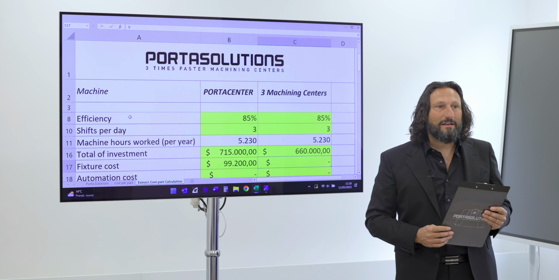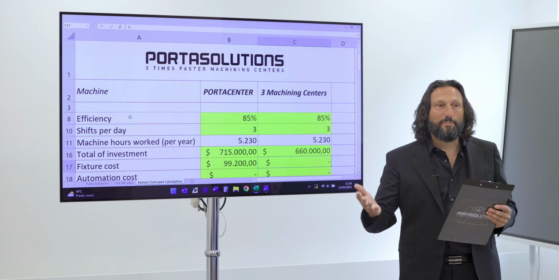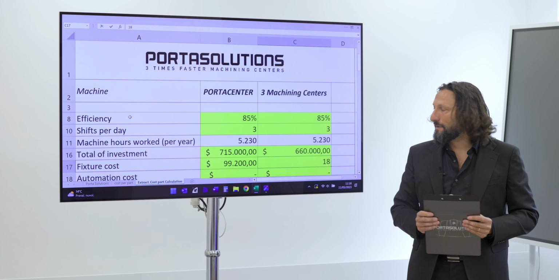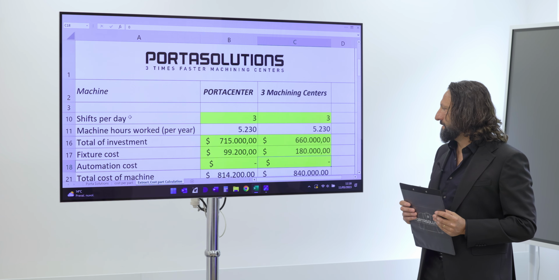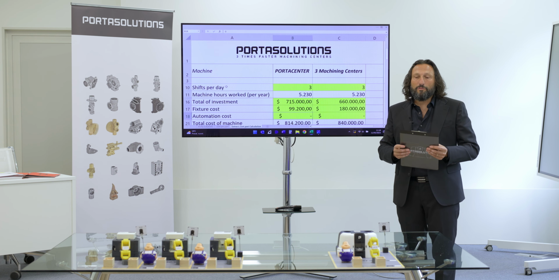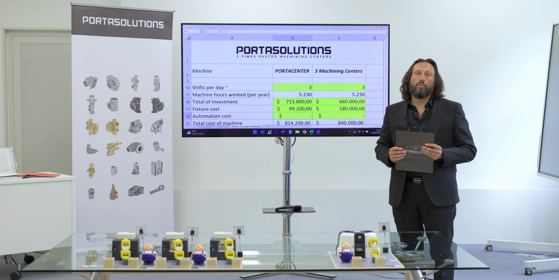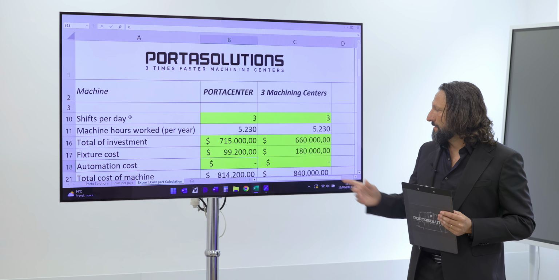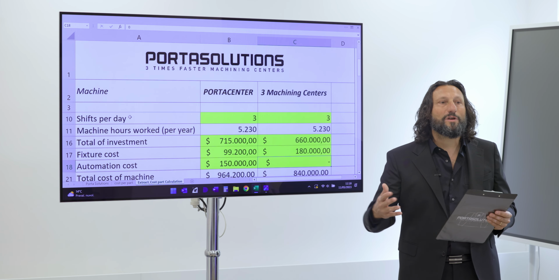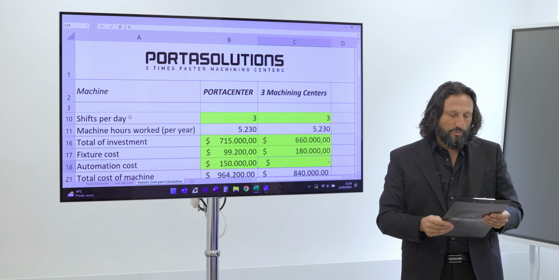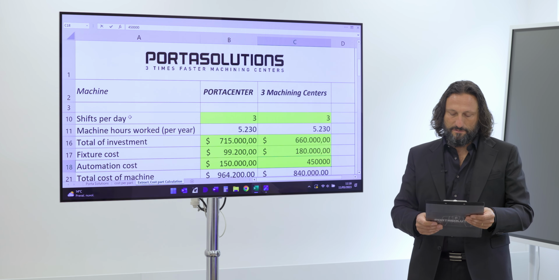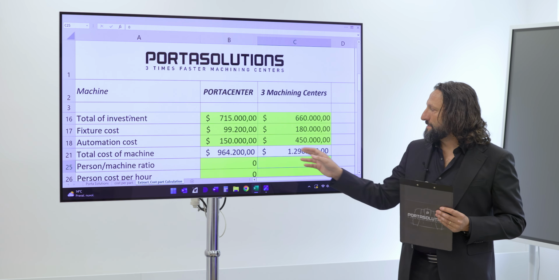On the 3 machine cell, we have 3 machines, but because of pallet change, we have 6 fixtures, and this 6 fixture cost is $180,000. So we're going to write it in our column. Okay, we go to automation cost. On the PORTACENTER, 1 robot in front of the machine, we estimate it at $150,000. So we're going to write 150,000. On the 3 CNC center machine, because we have 3 machines, we need 3 of these systems. So we multiply by 3 and we get $450,000.